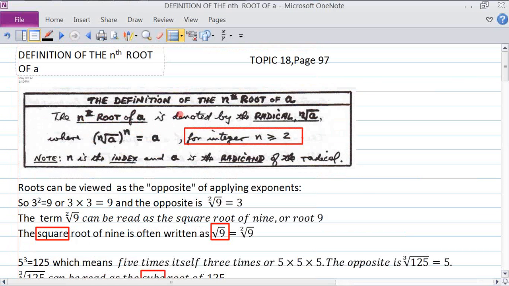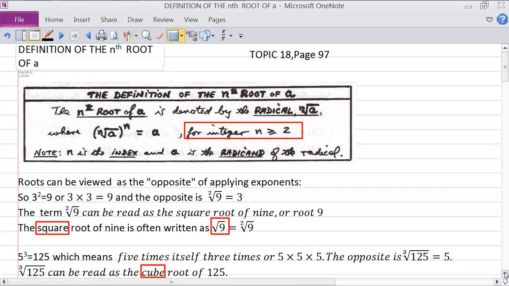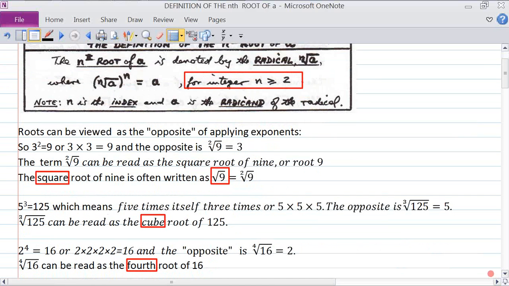The nth root of A is denoted by the radical. We'll explain what this means and make it a lot simpler, where we'll look at this particular calculation and show what it means. So, first of all, n is called the index, and A is the radicand of the radical. Don't worry too much about the terminology, the emphasis is on the meaning.